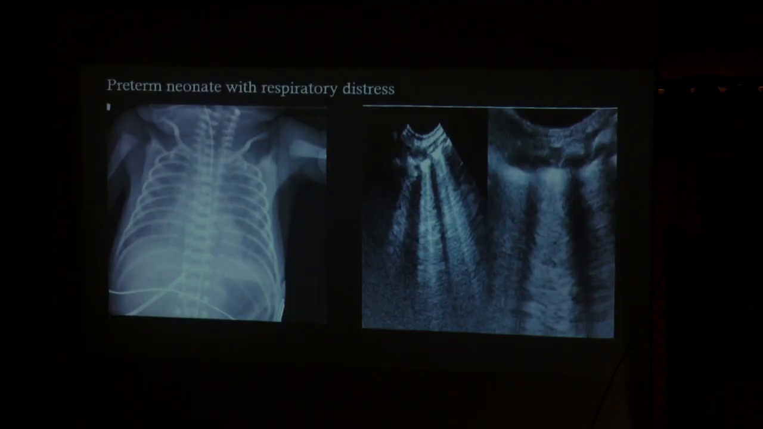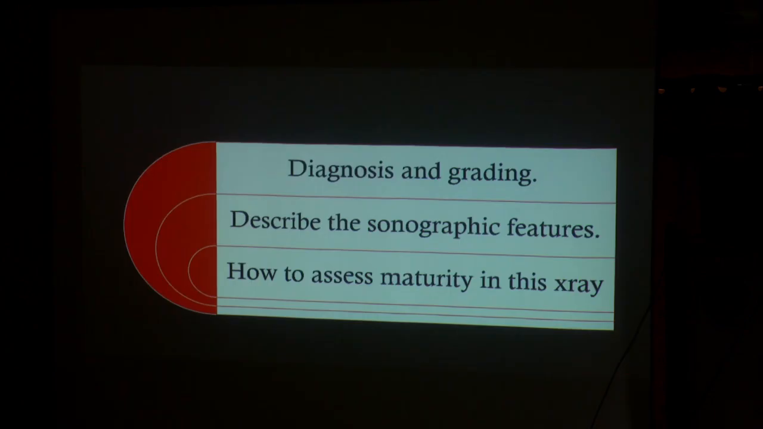So this is the next case, a preterm neonate with respiratory distress. Preterm neonate with respiratory distress at birth. There is only one diagnosis for this case. So, yeah, this is ARDS. So how do you differentiate it? What is the grading of ARDS? Anybody?